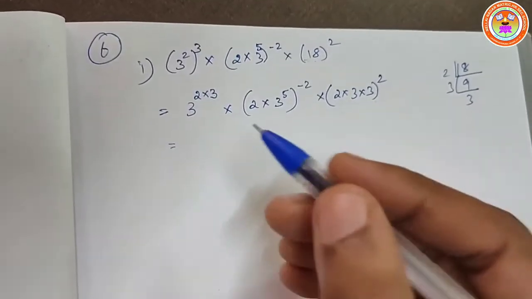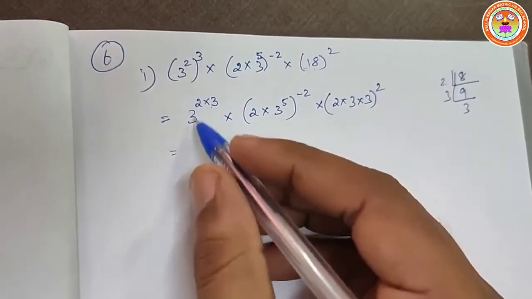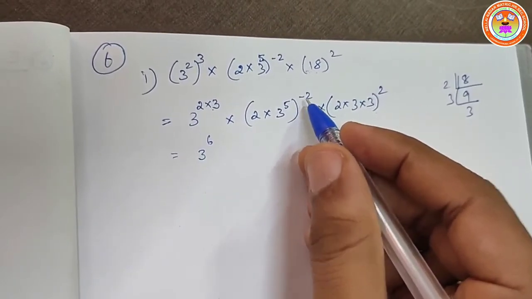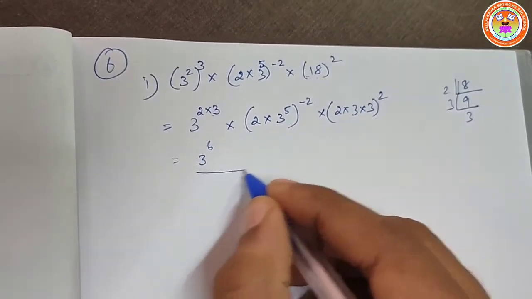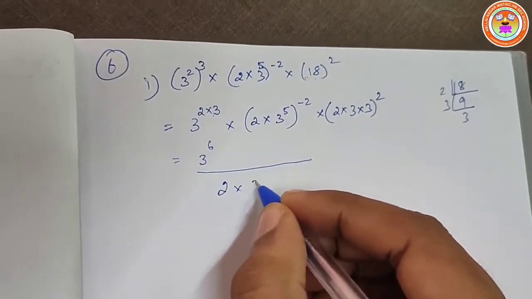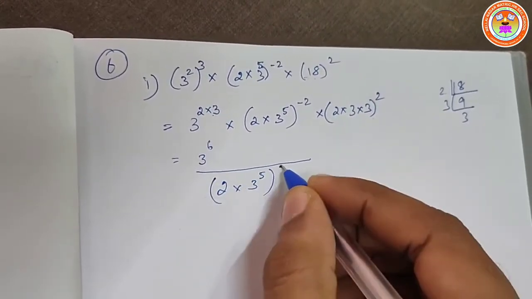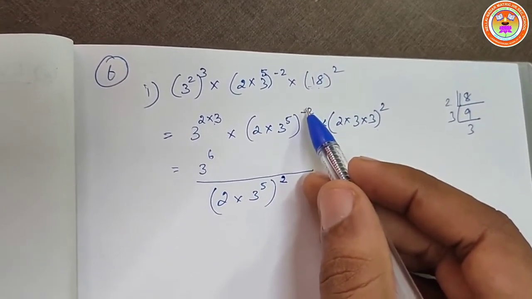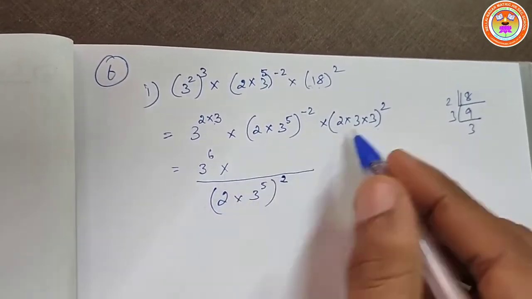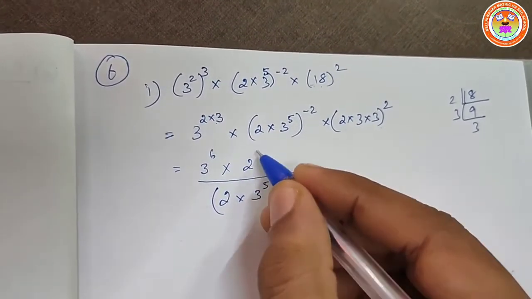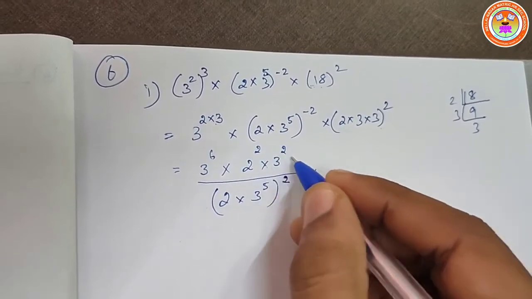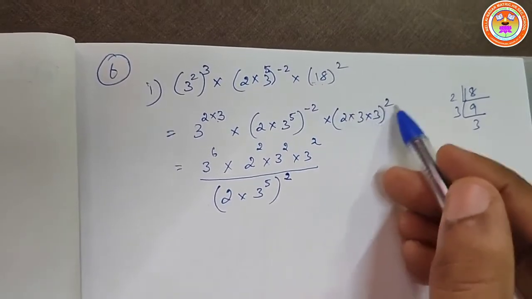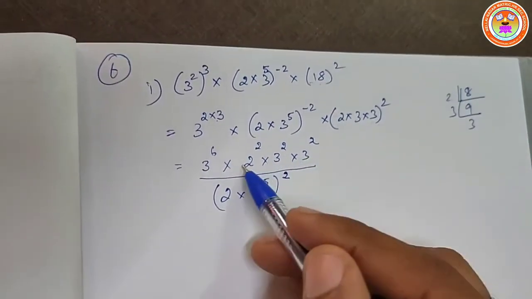And next step, 2 3s are 6. Since it is a minus number, you put it in the denominator place. 2 into 3 power 5 the whole power 2. Are you able to understand? Since this is a negative power, minus power, you put it in the denominator. Into this one you can write it here. So 2 power 2 into 3 power 2 into 3 power 2. Why? I have put the 2 power 2 for all the bases, 2, 3, 3. So you will get like this.